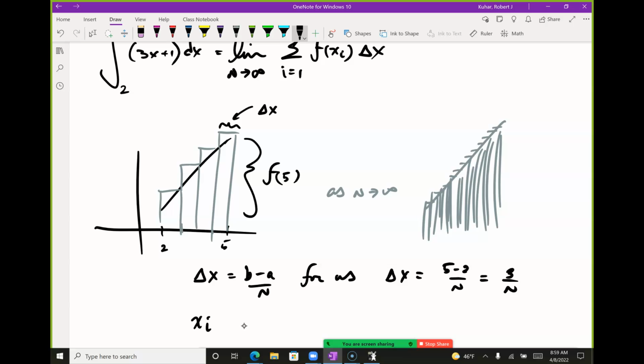My x sub i is going to start at the beginning. It's always going to be a plus delta x times i. So for us, x sub i is 2 plus 3i over n. So I'm saying, start at 2, but then move to the next delta x. Then start there, move to the next delta x, and then to the next delta x. So I'm going to keep adding a delta x as I move to the right for each rectangle.